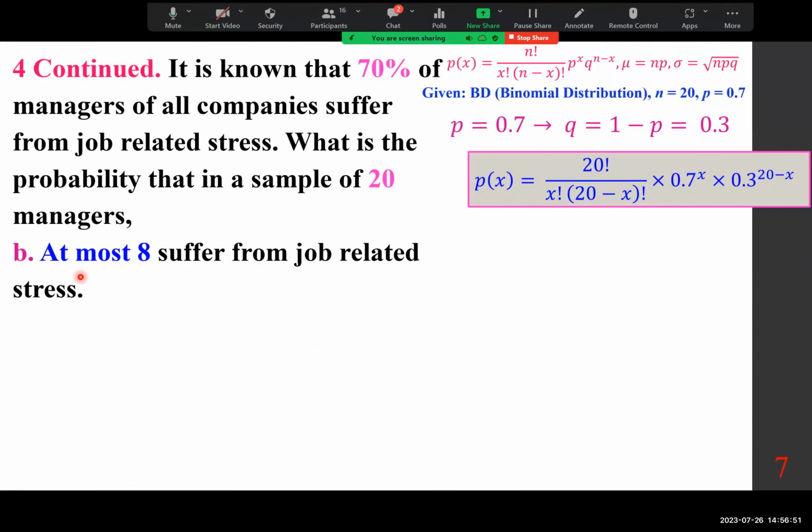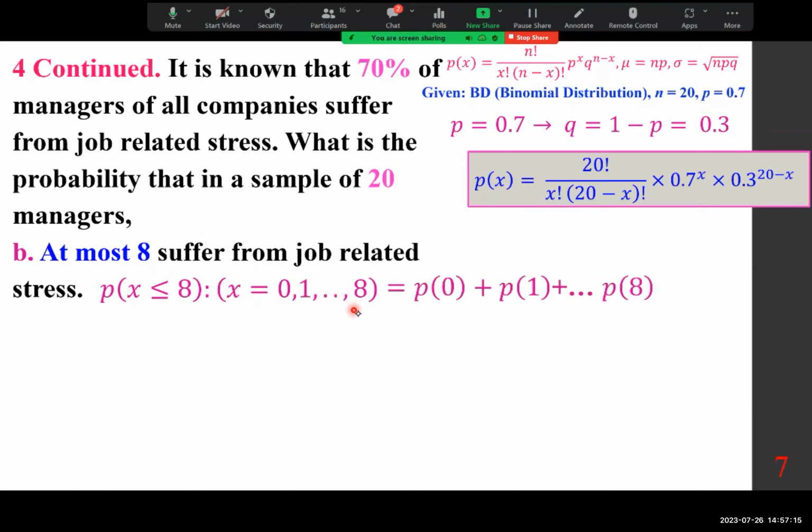Same question, part B, at most 8. So the very first thing we need to understand is the meaning of at most 8. That means all the way to 8, from 0 to 8 and no more. So probability of X less than or equal to 8, that's the meaning of it symbolically. This means X can be 0 all the way to 8, which means P of 0 plus P of 1 plus all the way to 8.